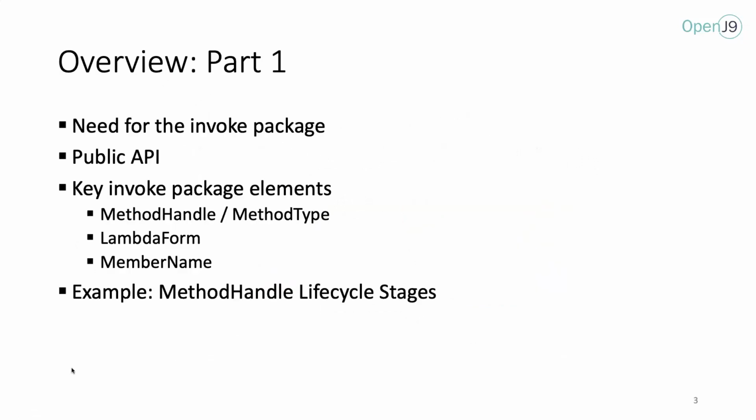A brief overview of part 1. In part 1 we covered why the invoke package was needed, and then we looked at the public API that allowed us to create method handles. And then we looked at the method handle and its internal elements. And then the presentation ended with the 4 lifecycle stages of a method handle, where we deconstructed a method handle example while illustrating the 4 lifecycle stages.